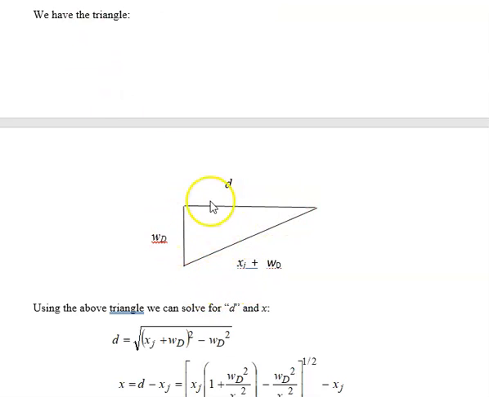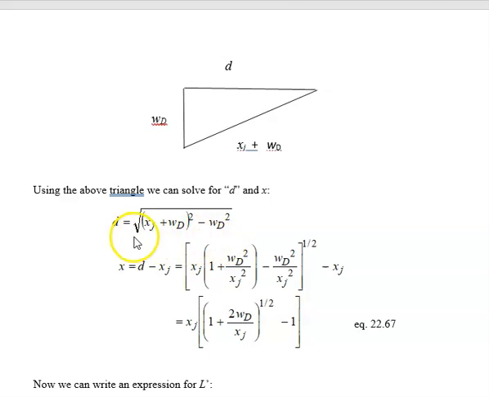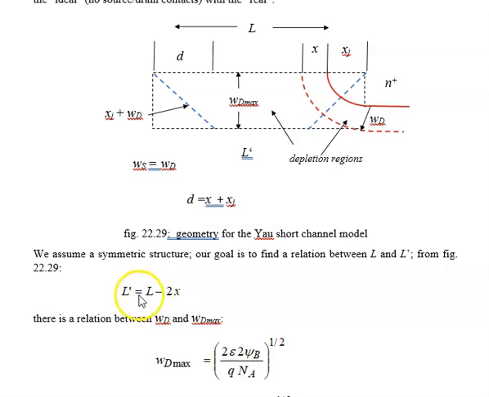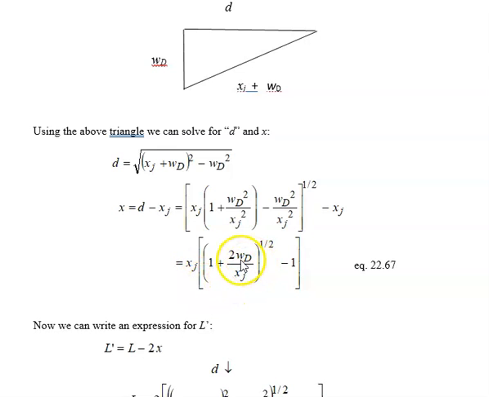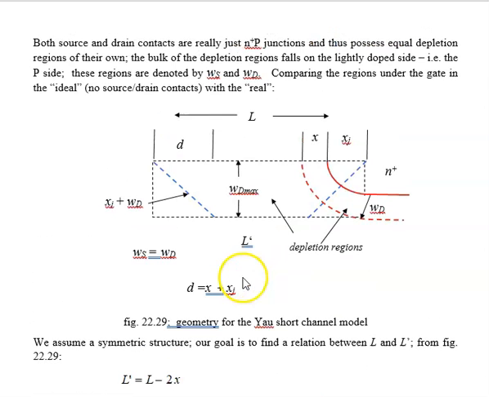So now we have this triangle. We have D on the one side of the right triangle. We have WD as the other side, and the hypotenuse is XJ plus WD. And we can solve for D, which we do here, just by using the Pythagorean theorem, and we get the value X, which is the important value, because that's the value that's going to determine L prime. This is an expression for X as a function of WD, the depletion region of the PN junction, and XJ. What is XJ? It is this distance right here.